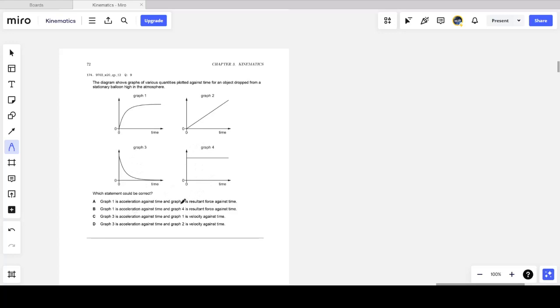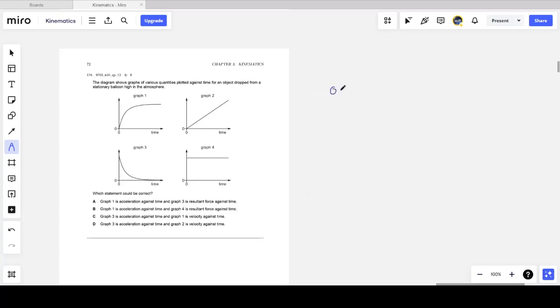A says graph 1 is acceleration against time, and 3 is resultant force against time. B says graph 1 is acceleration against time, and graph 4 is resultant force against time. C says 3 is acceleration against time, and graph 1 is velocity against time. And D says 3 is acceleration against time, and 2 is velocity against time. So I don't have to think about all the quantities plotted against time. I'm literally only asked, I only can see an acceleration, resultant force, velocity. So guess what? I'm going to draw those 3 graphs and see what they look like.